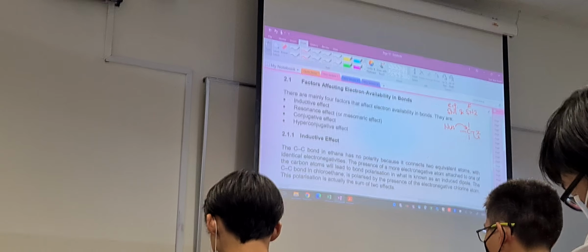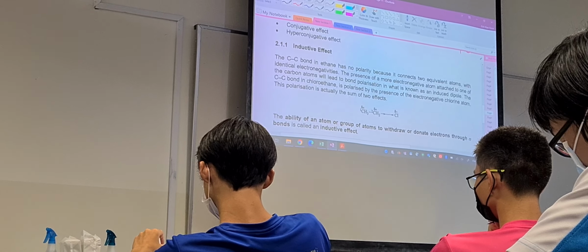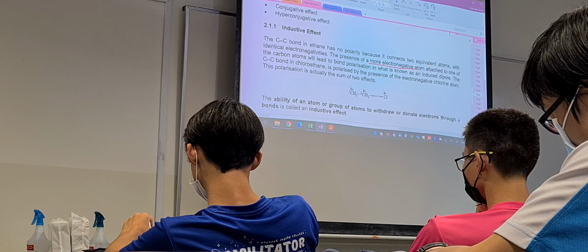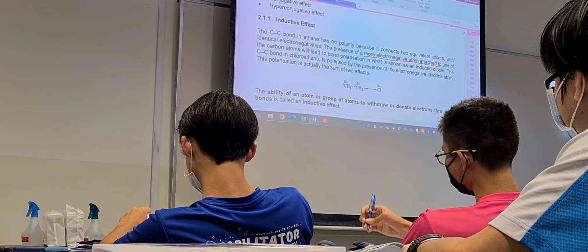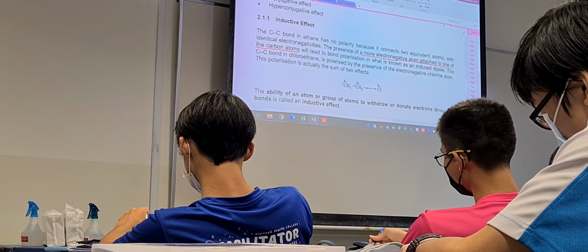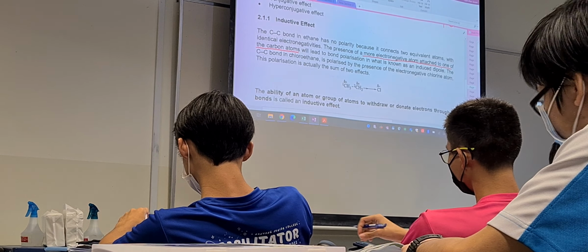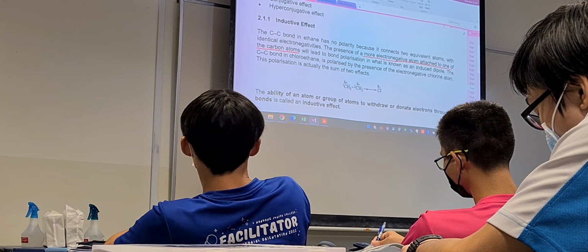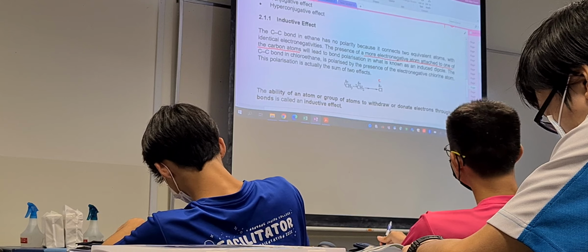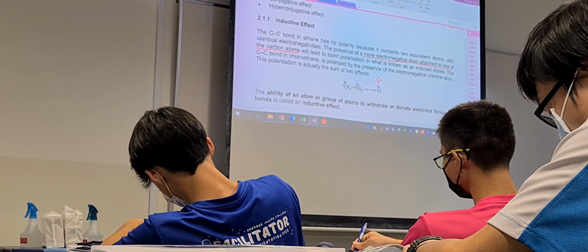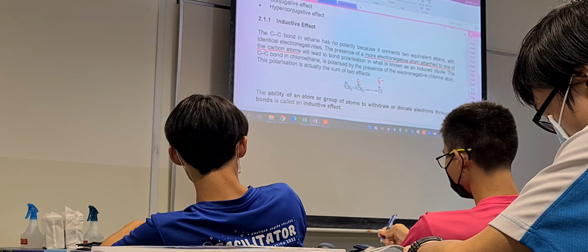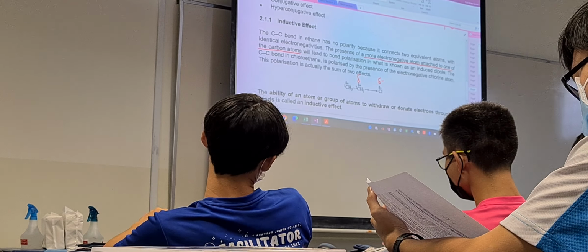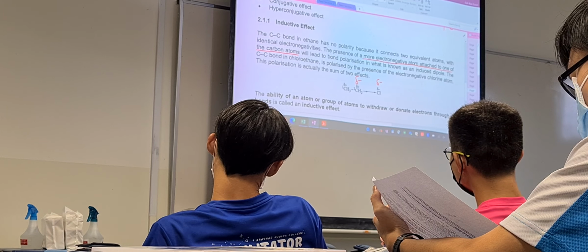So for the inductive effect first. Now what is the inductive effect? The inductive effect is created because of what? Due to the presence of a more electronegative atom attached to one of the carbon atoms that leads to bond polarization. So for example, you look at the picture here, it is chloroethane. We know that chlorine is highly electronegative, right? And then this carbon here that's labeled with number 2, carbon 2, will be partial positive.